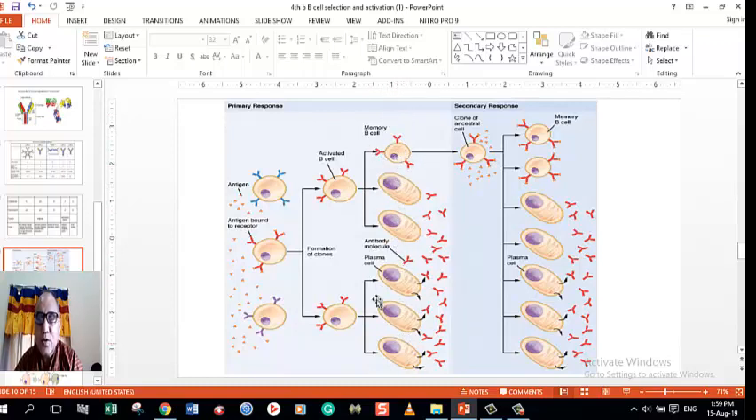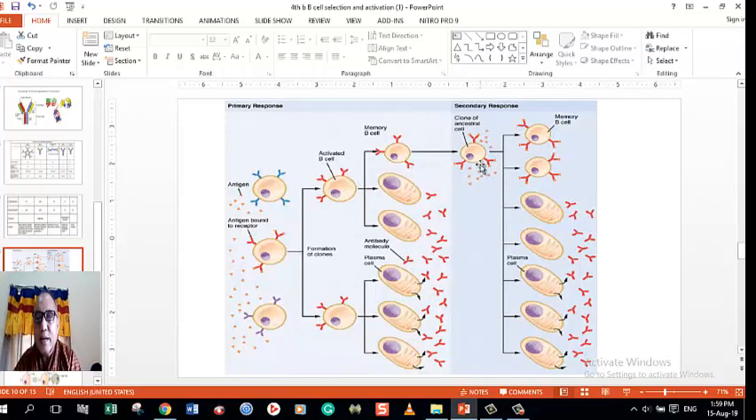Plasma cells produce a lot of antibodies. These antibodies are IgM, because this is produced when it has been encountered for the first time. Now these memory cells will be stored for future attack by the same germs or the same foreign particles.